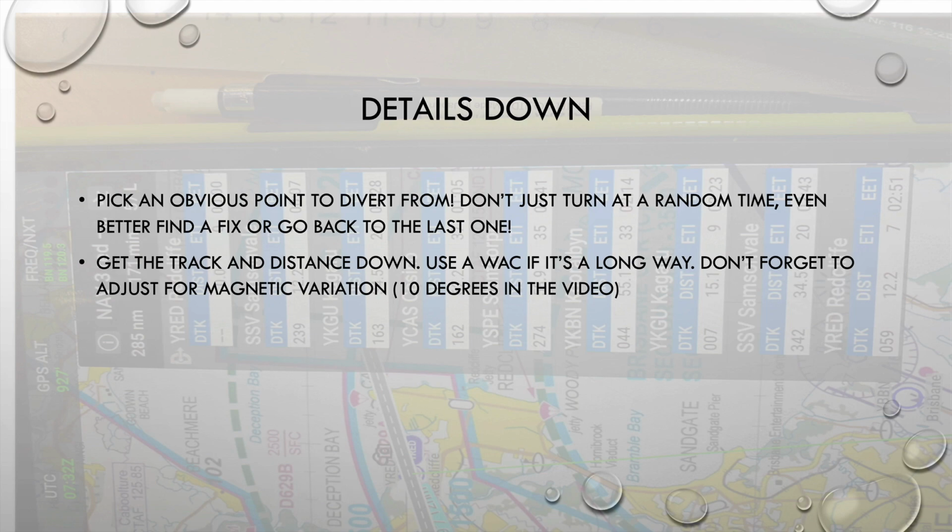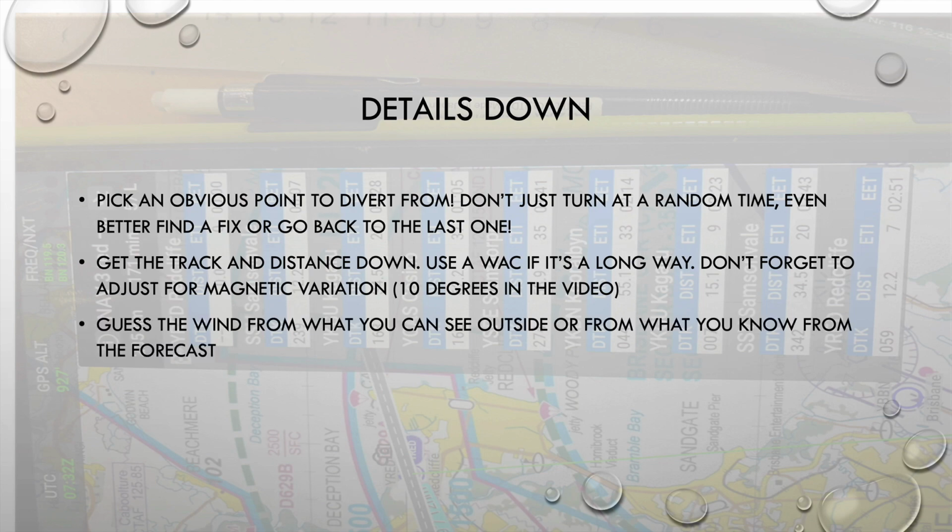Get the details down, get the track and distance down. If it's a long way, use a whack. Put it on the whack, get it done. We'll worry about the VTC later. Don't forget to adjust for magnetic variation, and this is the time when you'll do it. In the video we're going to see, the magnetic variation is 10 degrees. You'll see me prompt for that, but don't forget it. Get it down on a whack. Write it down. Physically put it in your flight plan. Write it down.